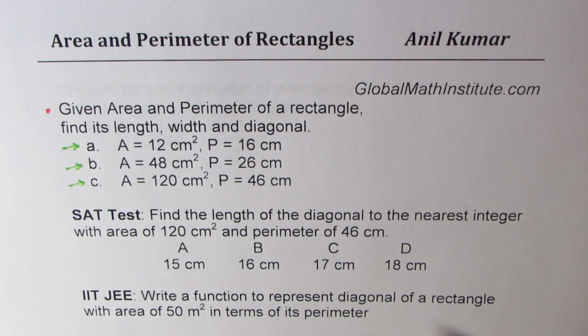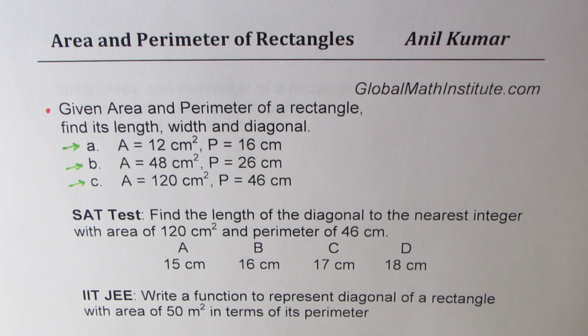Now, for them, the same question could be, write a function to represent diagonal of a rectangle with area of 50 meters square in terms of its perimeter, right? So it's almost the same question. However, we will now see how different students are going to approach this question and solve, right? So let's begin with our junior students.